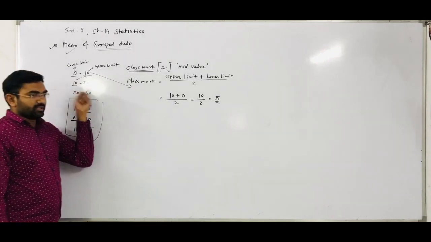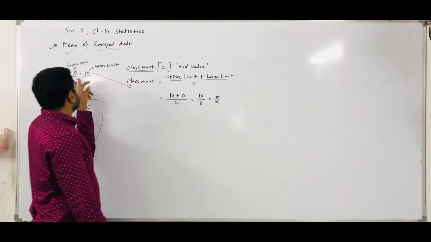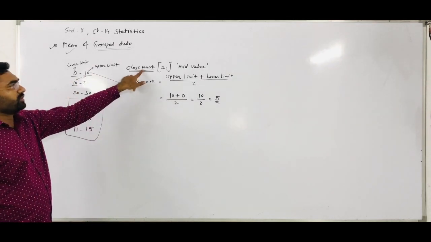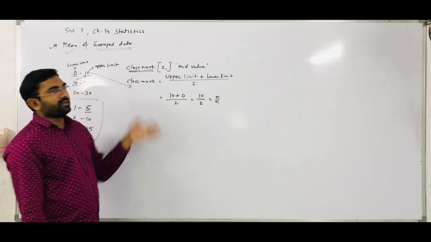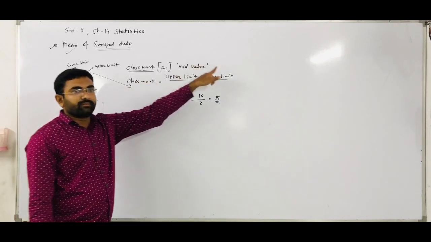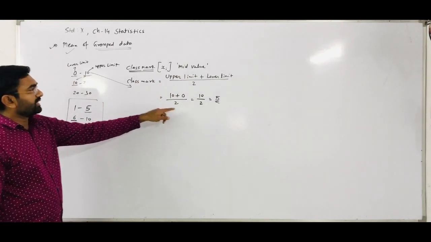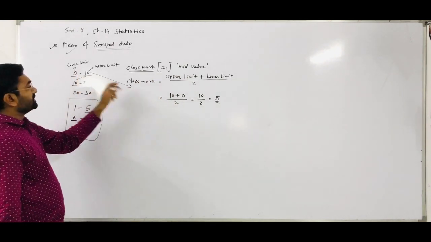We all know that between 0 and 10, the number we get is 5 only, right? That way it is very simple, but you have to remember that equation for the class mark, or you can say mean value, which is represented by xi. Its equation is upper limit plus lower limit, or you can say lower limit plus upper limit, divided by 2. So we get that class mean value.